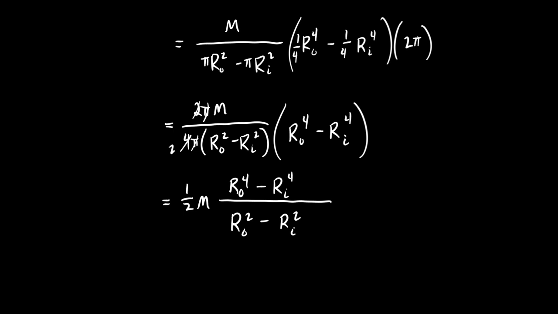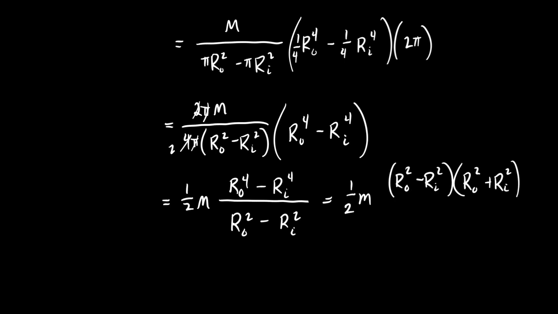But I have smart math kids in the room. Or at least you guys keep saying you are. This can be reduced. The top and bottom are both difference of squares. So I'm going to act on the top and use the difference of squares to write it a little differently. R outer squared minus r inner squared times r outer squared plus r inner squared, all divided by r outer squared minus r inner squared.